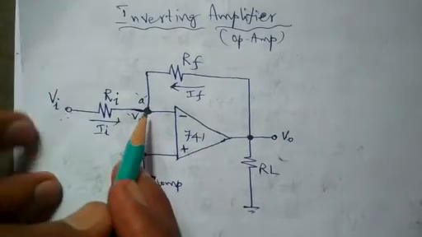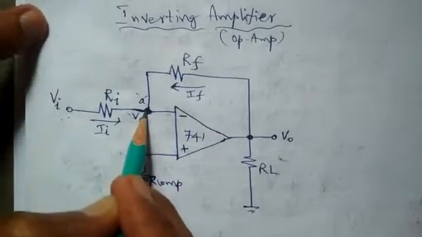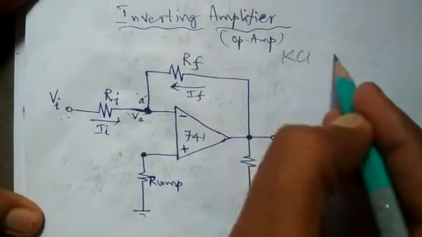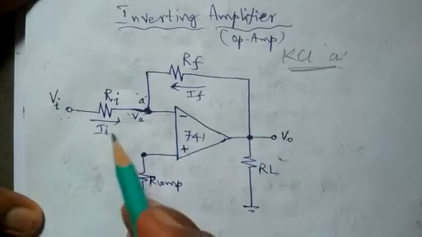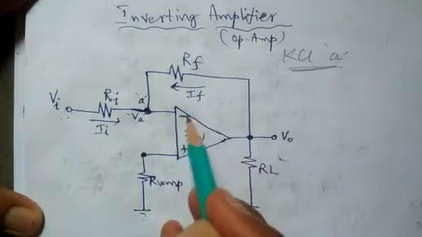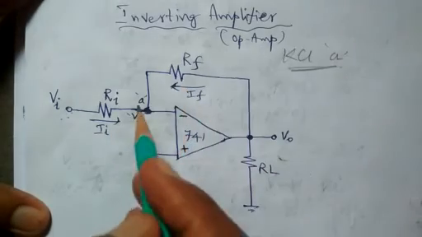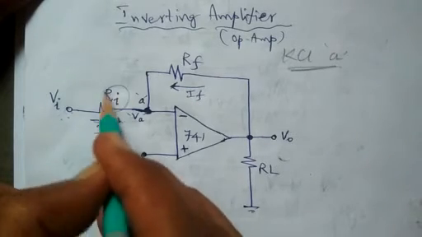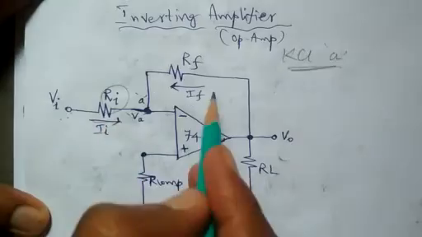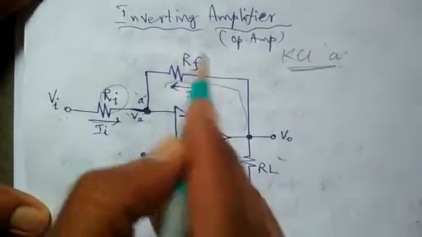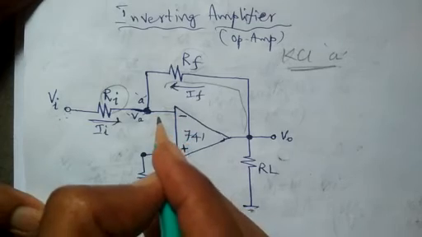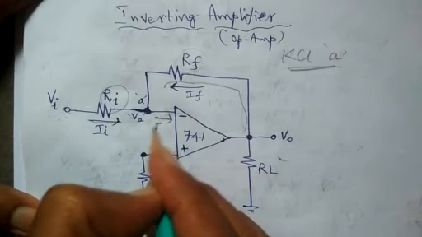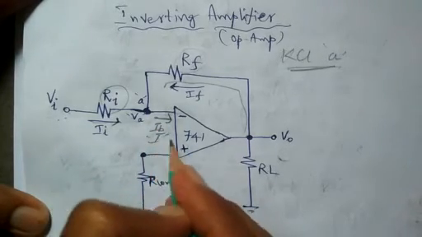And for analysis, consider this virtually grounded node A and apply KCL at node A. Kirchhoff's current law at node A gives: the sum of the currents entering node A is equal to the sum of the currents leaving the node. The current entering node A is II via this RI, and similarly the feedback current IF via this RF is entering node A, and the current leaving the node is only one current. It is going towards the op-amp's input side. Say this is IB minus, or simply I.